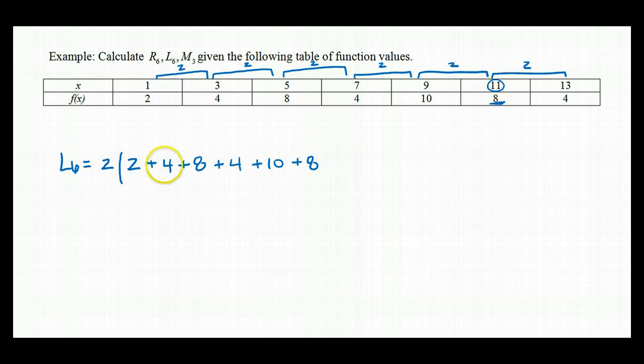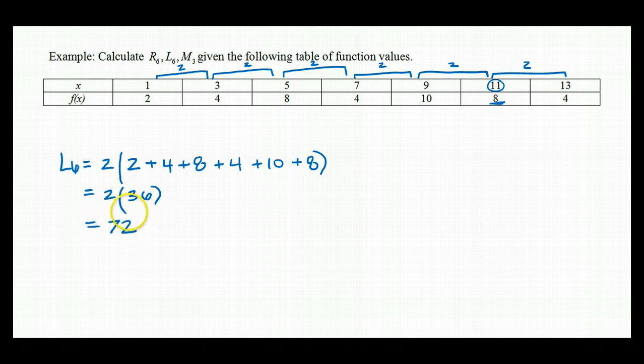So I need to make sure that I'm adding up 6 different heights because I'm going to have the width times the sum of each of the heights, and I need 6 heights because I need 6 rectangles. So I want to make sure and not include the last one. So here I can go ahead and add this together. I'm going to have 2 times, here we're going to have 6, and 8 is 14, and 4 is 18, and 10 is 28, and 6 is 36. So 2 times 36 is going to give me 72.